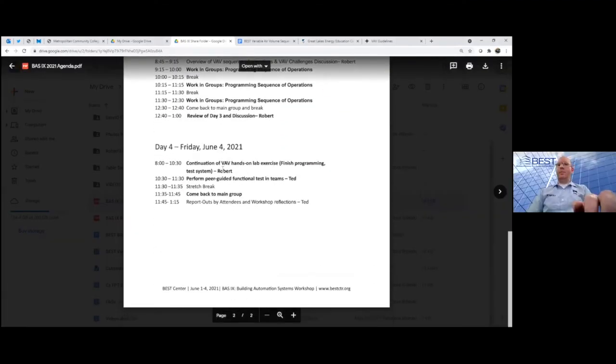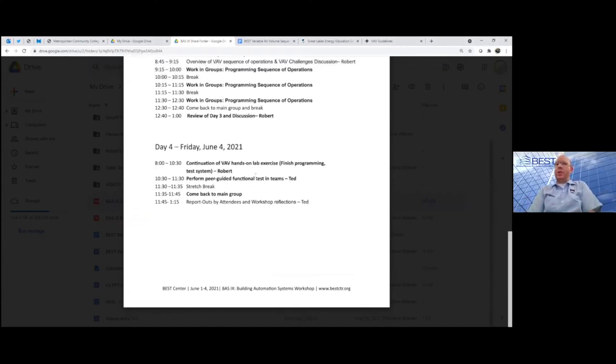So tomorrow's agenda, day 4, we're going to continue some programming, hopefully do some finishing up. And then Ted is going to lead us on some performance testing functions. Last thing we're going to do, of course, is come back as a group, report outs on what you found on this workshop that you liked. Hopefully our folks who are working on non-standard VAV solutions, Hadley, Chris Miller, others, will be willing to show us what they've got, so we can see that.